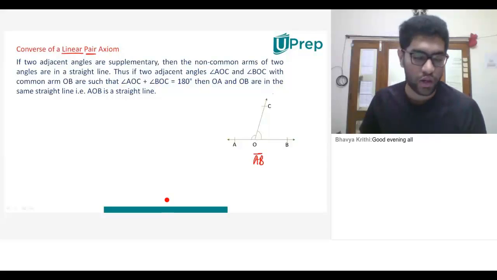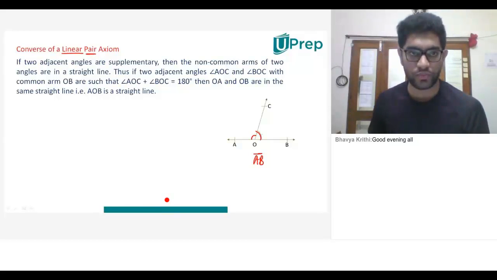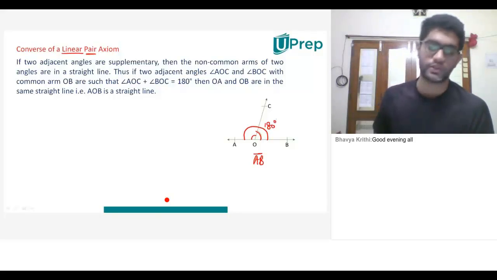Now, OC is one ray. On this line, there are two angles, angle AOC and angle BOC. These two form the linear pair. Both of them together add up to 180 degrees. Is it now clear?